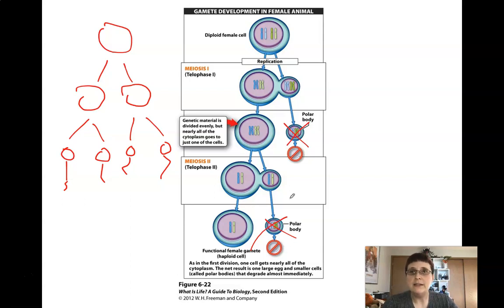So that's a very different way to produce gametes. Female animals produce one egg every time they undergo meiosis. However, male animals, every time they do meiosis, are going to produce 4 sperm. But they need to produce a lot more of them in order for sexual reproduction to work.